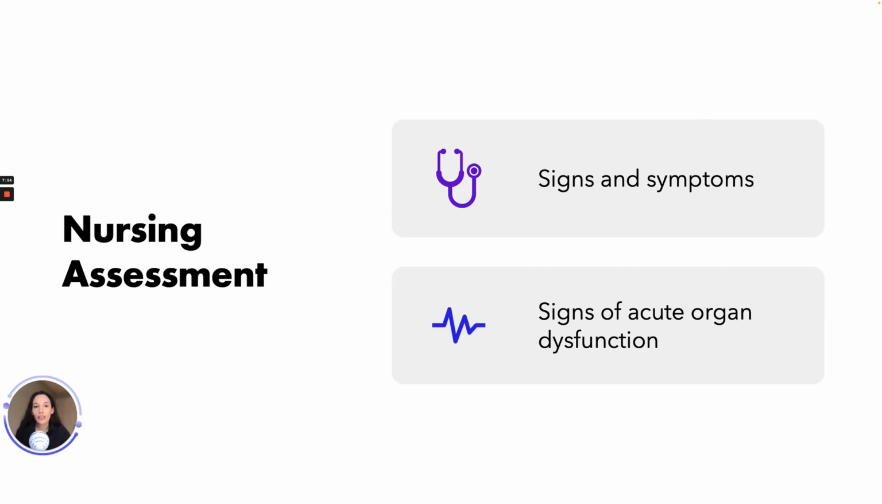Our nursing assessment can include signs and symptoms. So we're going to assess if the patient has a positive blood culture, see if they're currently receiving antibiotics, had an exam or chest x-ray, or had a suspected infected wound. Signs of acute organ dysfunction we'll assess for, so the presence of hypotension, tachypnea, tachycardia, decreased urine output, clotting disorders, and hepatic abnormalities. And remember, decreased urine output is usually less than 30 mLs per hour.